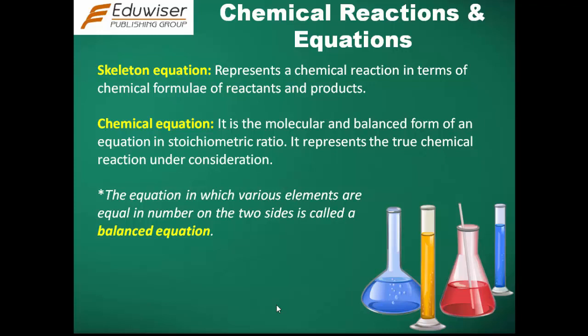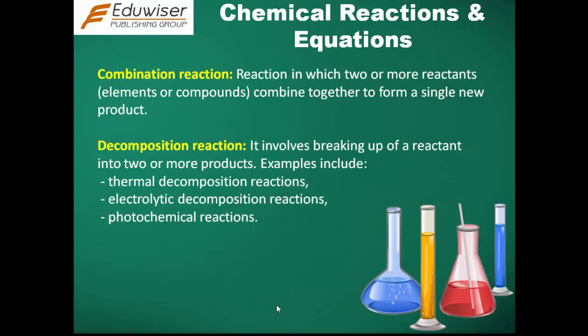a balanced equation. A reaction in which two or more reactants, the elements or the compounds, combine together to form a single new product is called a combination reaction. A decomposition reaction involves breaking up of a reactant into two or more products. Examples include thermal decomposition reactions, electrolytic decomposition reactions, and photochemical reactions.